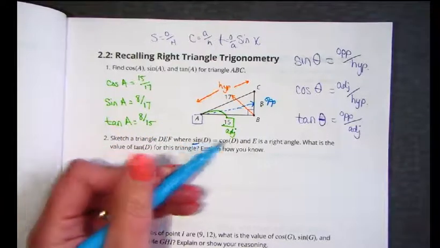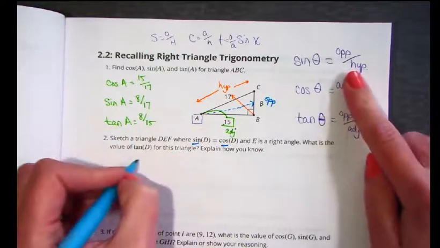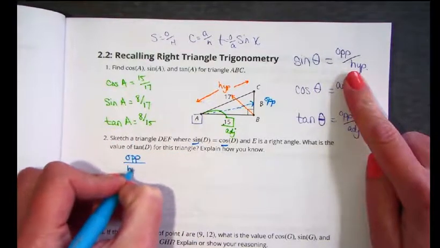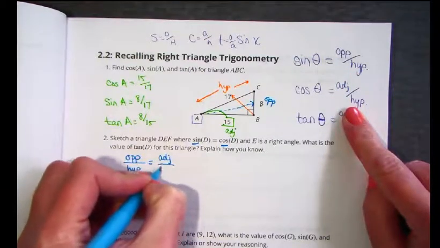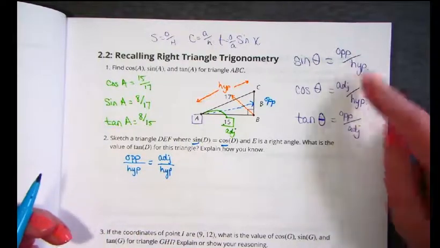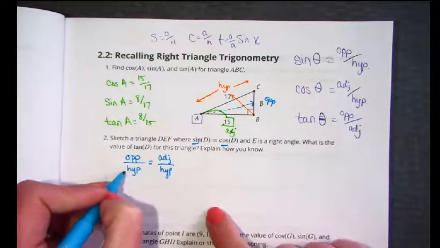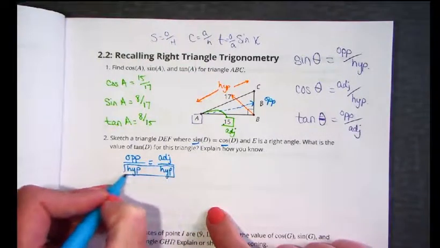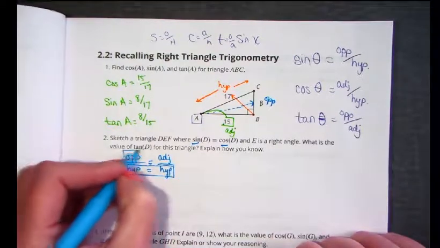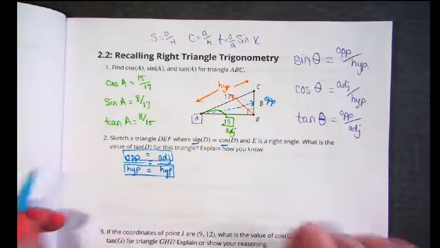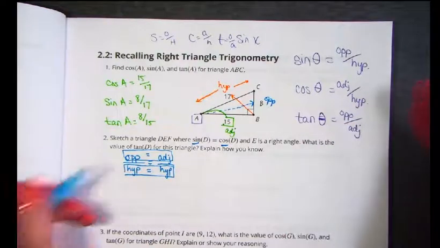So if the sine and the cosine have to equal each other, that means that opposite over hypotenuse has to equal adjacent over hypotenuse. If the sine has to equal the cosine, and we've seen this before, definitely already, that if the denominators have to be the same hypotenuse, the numerators also would have to equal each other. So this is telling me that the opposite side and the adjacent side would have to be the same length.